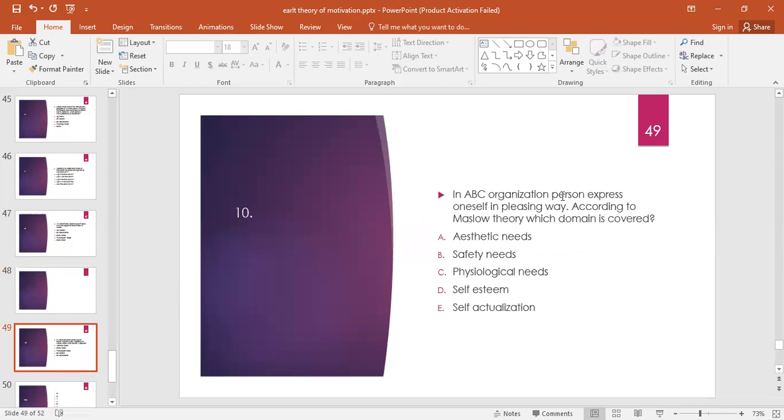In ABC organization, a person expresses oneself in a pleasing way. According to Maslow's theory, which domain is covered? Aesthetic needs, safety needs, physiological needs, self-esteem, or self-actualization? Aesthetic needs. Yes, you are right. A is the correct answer, aesthetic needs.